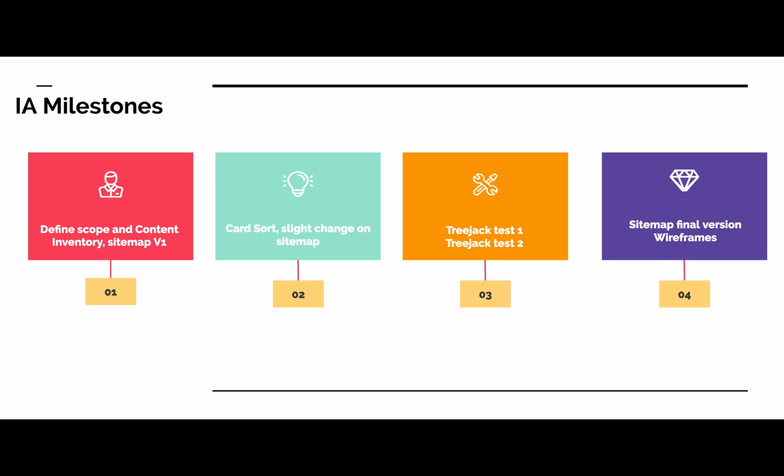When they were all complete, I conducted the Tree Jack test in order to understand what difficulties users would face in accomplishing our key tasks, whether I need to change the names of navigations, and whether I need to remove something. After collecting the data from Tree Jack, I came up with the final version of the sitemap and then did the wireframes of our key tasks.